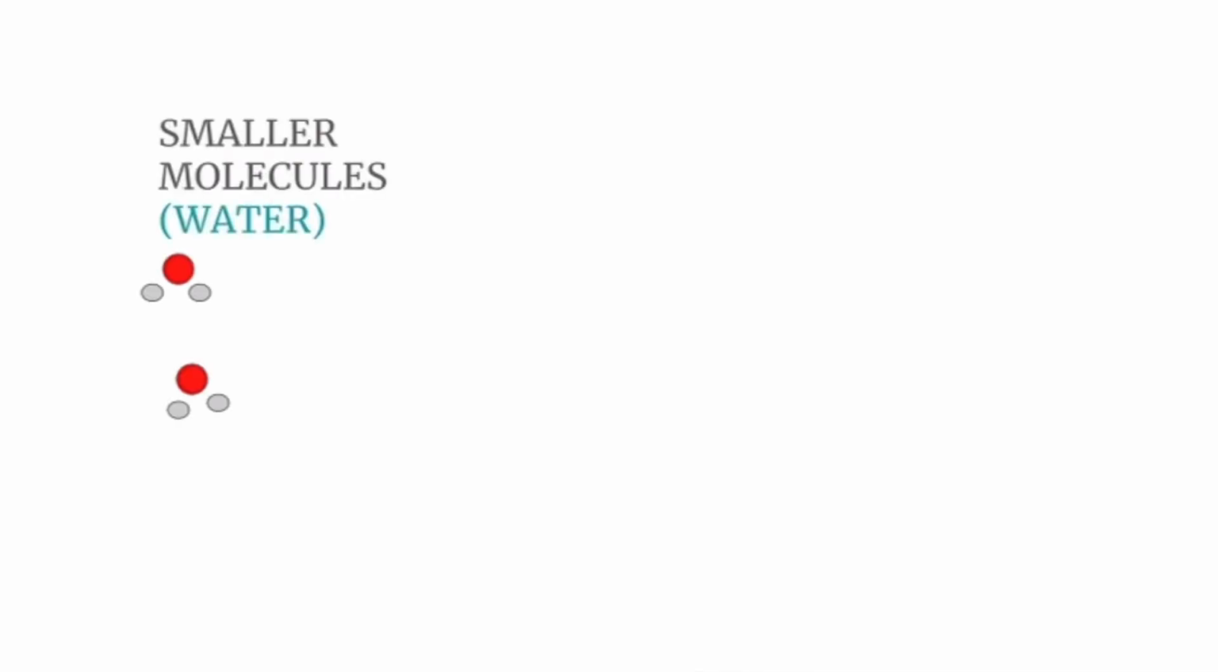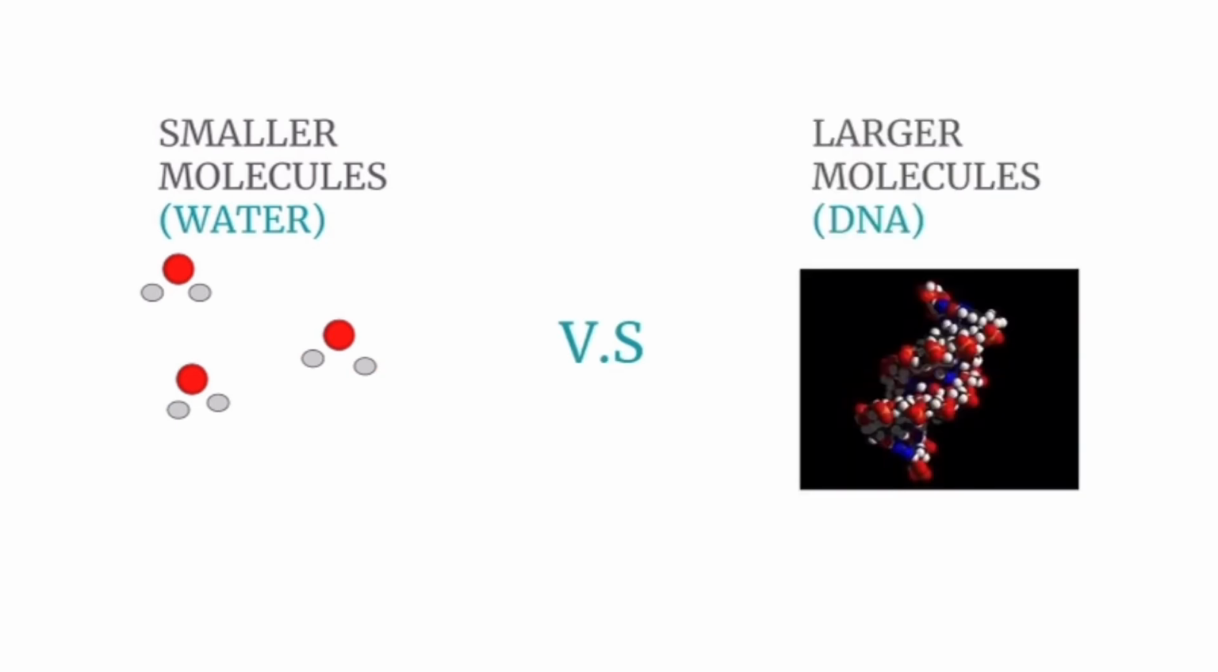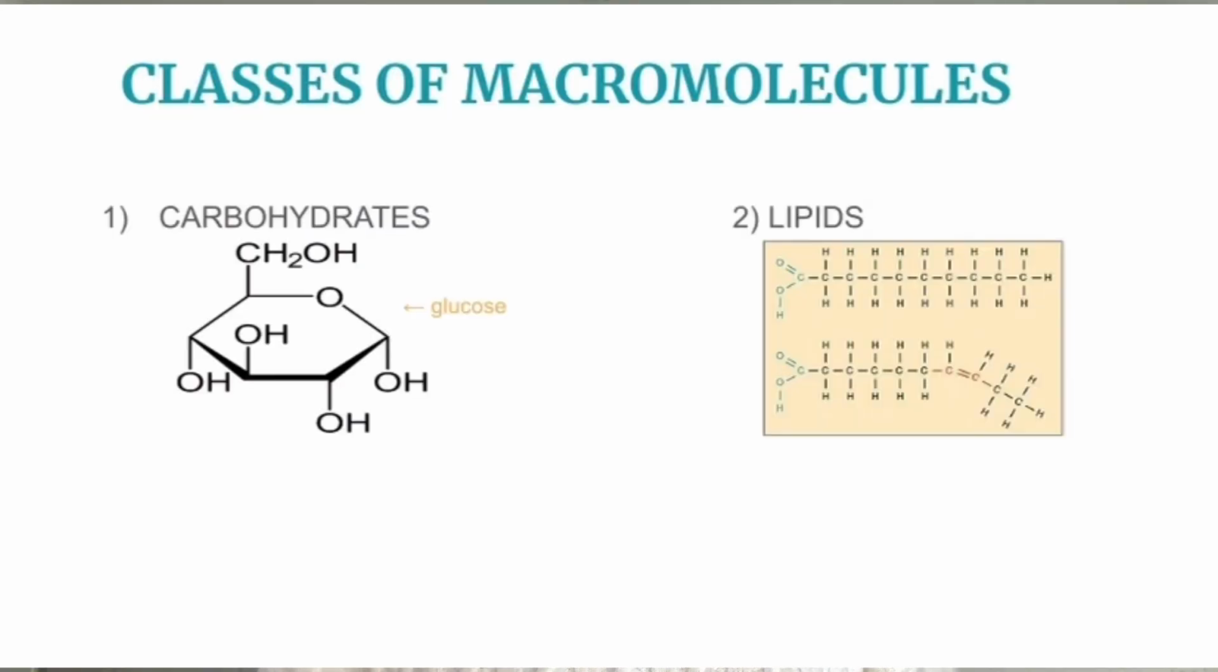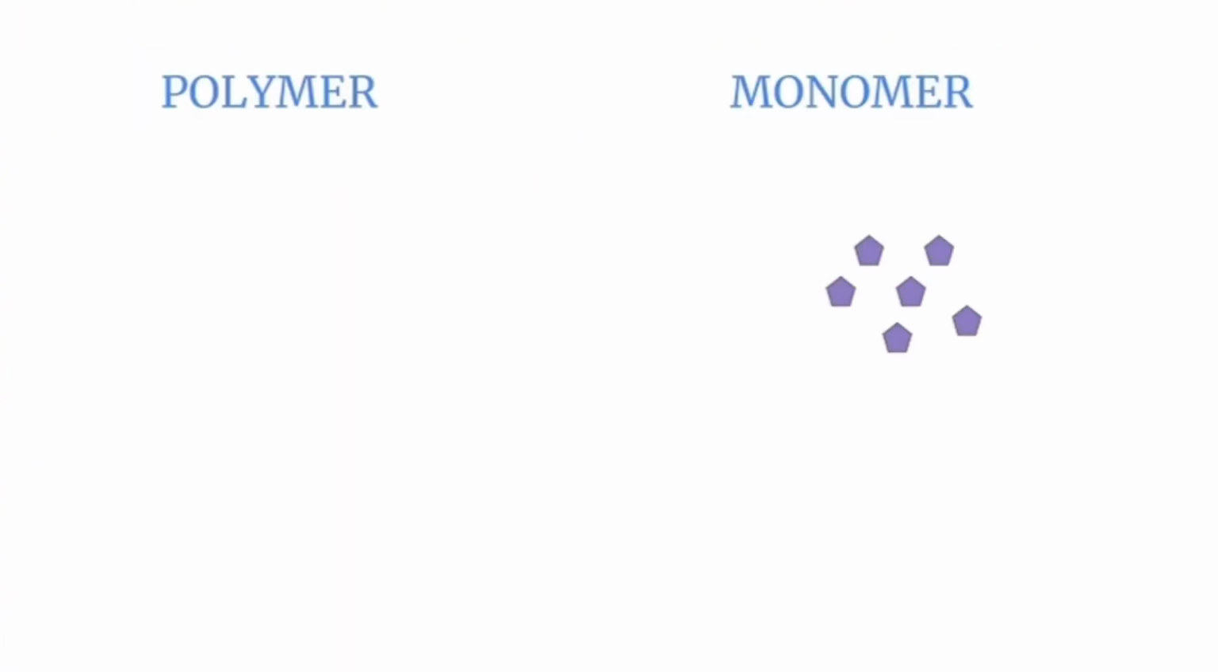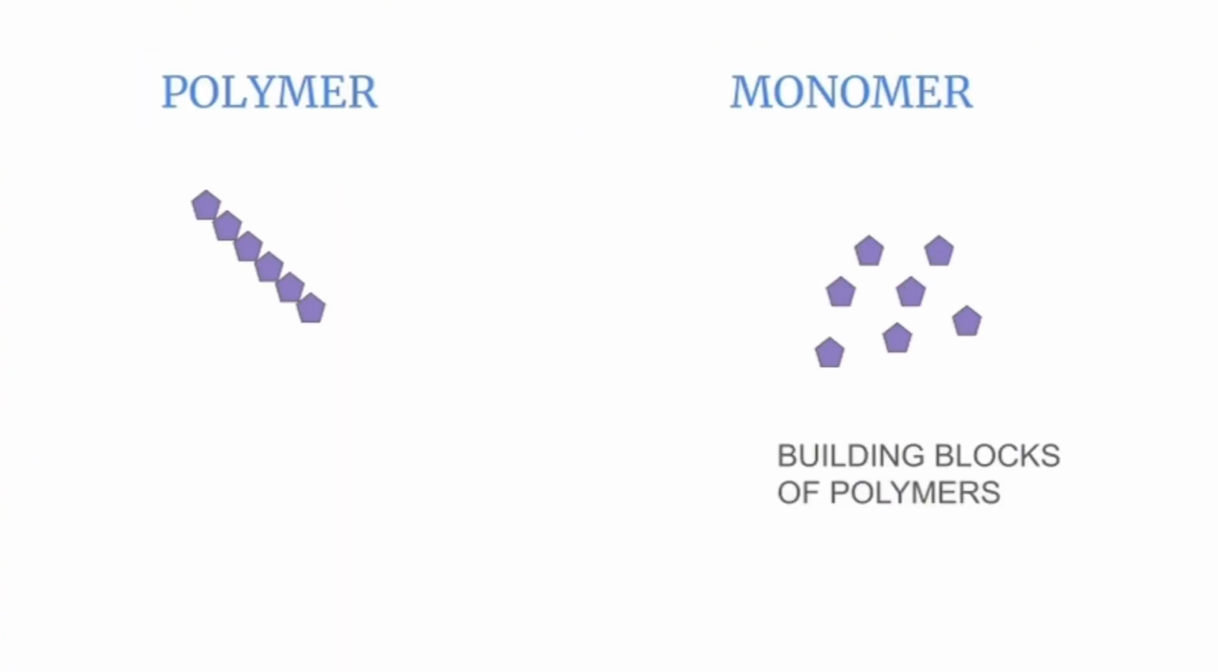These carbon compounds are known as organic macromolecules, and they form when smaller organic molecules join and make larger molecules. There are 4 distinct classes of organic macromolecules: carbohydrates, lipids, nucleic acids, and proteins. 3 out of these 4 classes have distinct monomer and polymer forms. Monomers are small molecules, and they're the building blocks of polymers. Polymers are long molecules built by linking monomers in a chain.